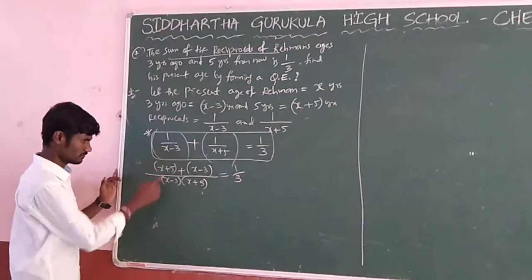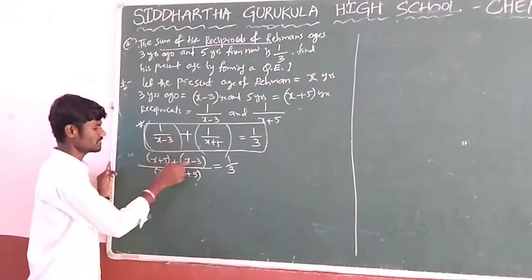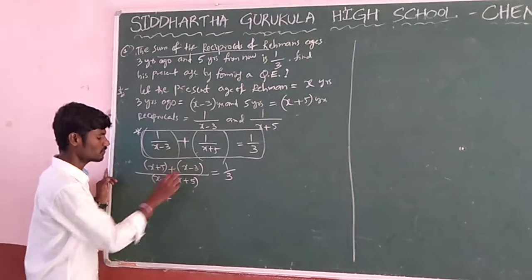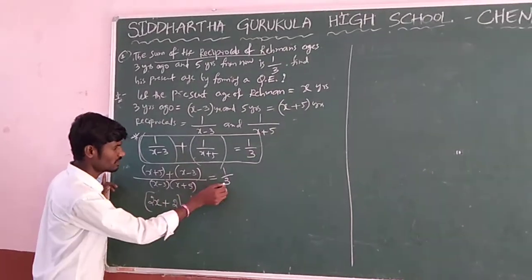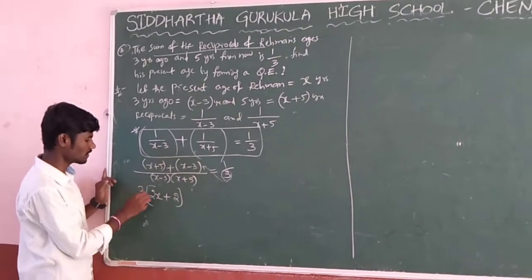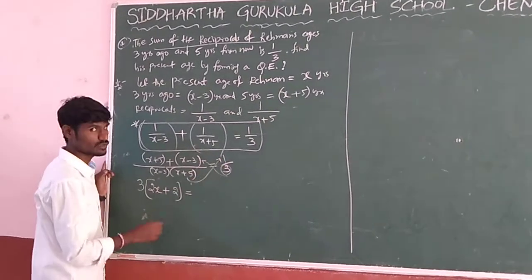Now see here, simplify it. This is plus, directly you may remove it. x plus x, 2x. Plus 5 minus 3 plus 2. 5 minus 3 is 2. And if you do cross multiplication, this 3 will be multiplied into the numerator. That reduced numerator I have got is 2x plus 2. So 3 equals, and it will be taken to the opposite side.